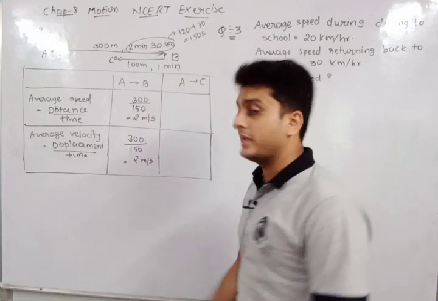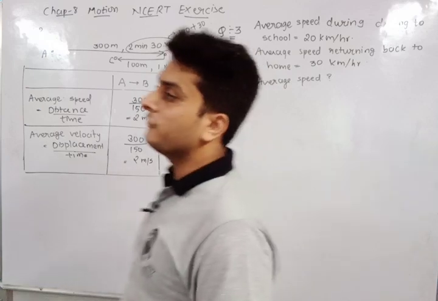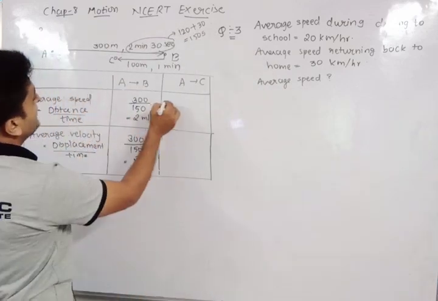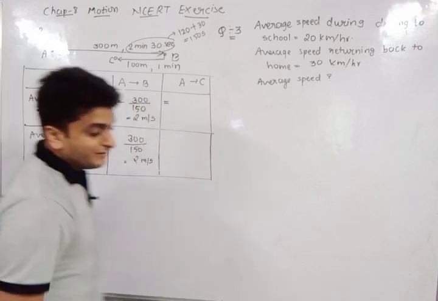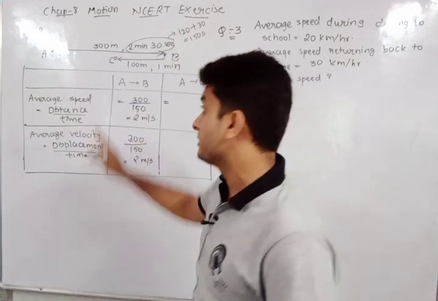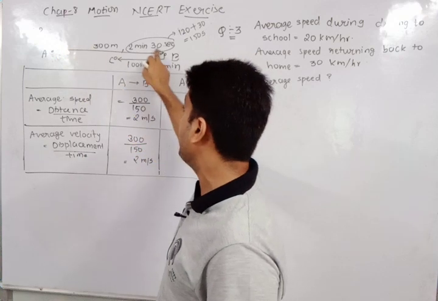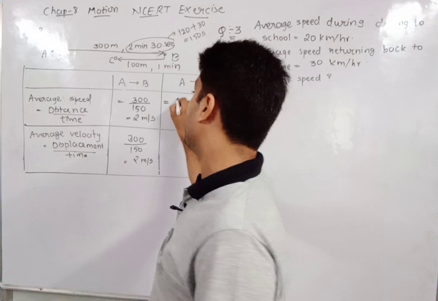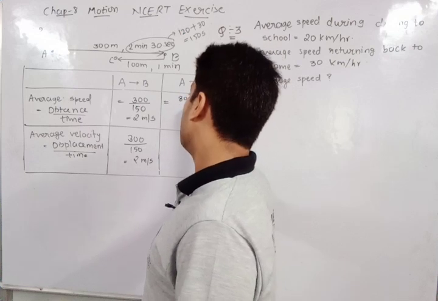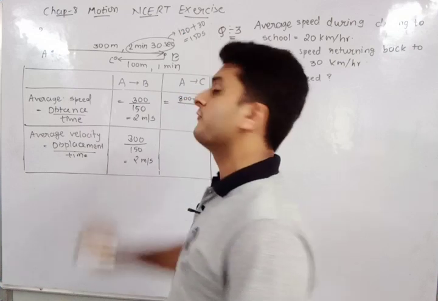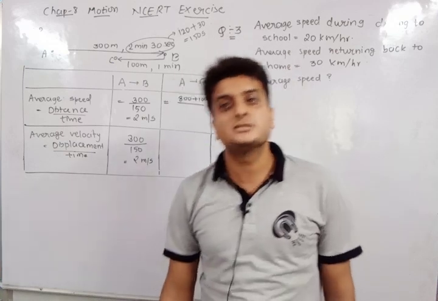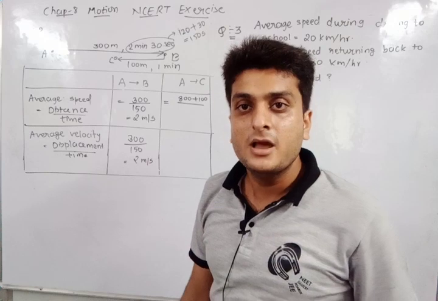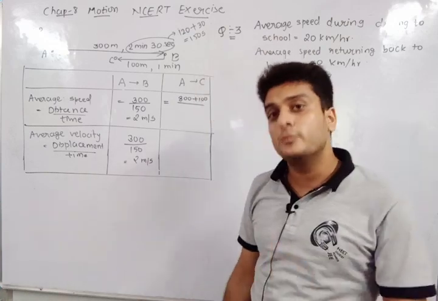Now let's talk about A to C. In the case of A to C, let's see the average speed. Average speed is distance by time. Now A to C, what is the total distance? This distance is 300 and then again back 100. So 300 plus 100, the total distance is 400. If you go from A to B and again back to C, your total distance is going to be 400 meter.